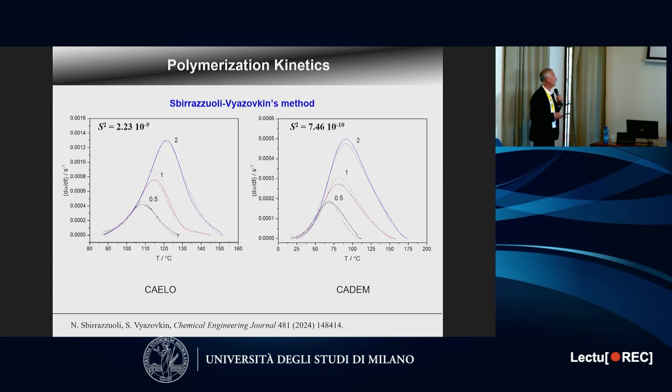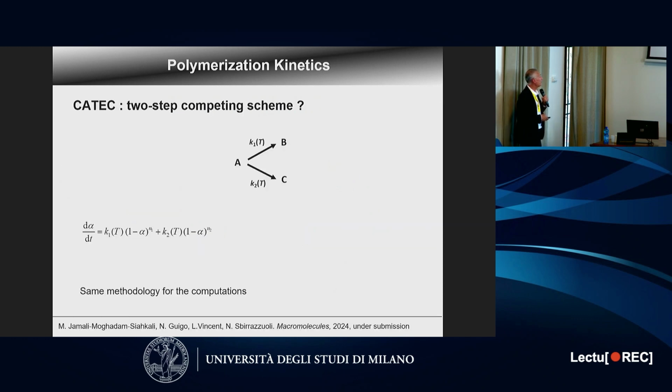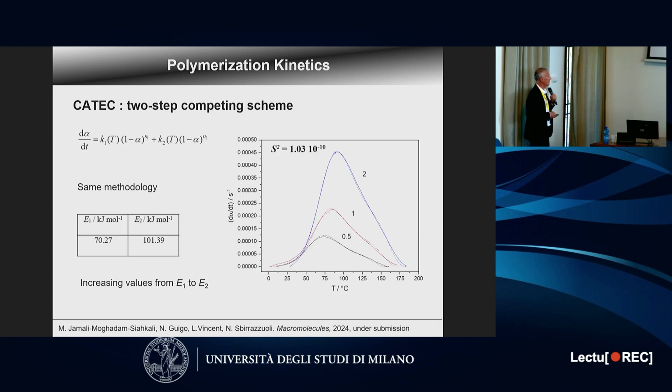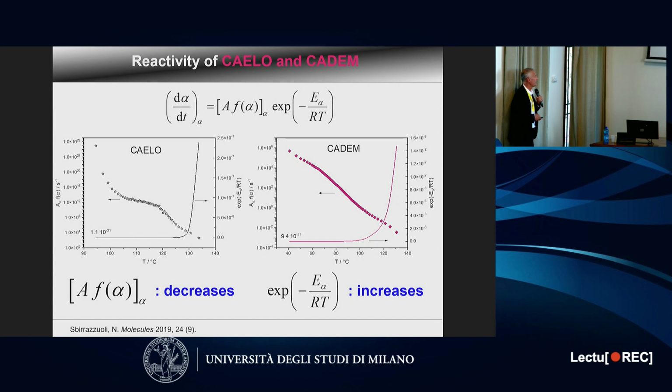So then you see that application of this method makes it possible to have a very good fit of the data. But again, I recall it is not just simple fitting. I think that the values that I have obtained have a real physical meaning. Now for Catech, I have proposed a different model, a two-step competing reaction. The computation used the same methodology. And you see that applying this kinetic scheme, it is possible, again, to obtain a good fit of the data, but with values that have a physical meaning.